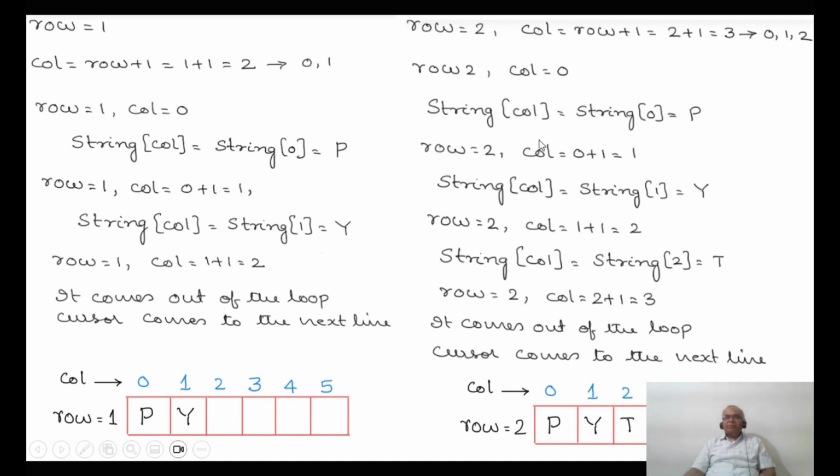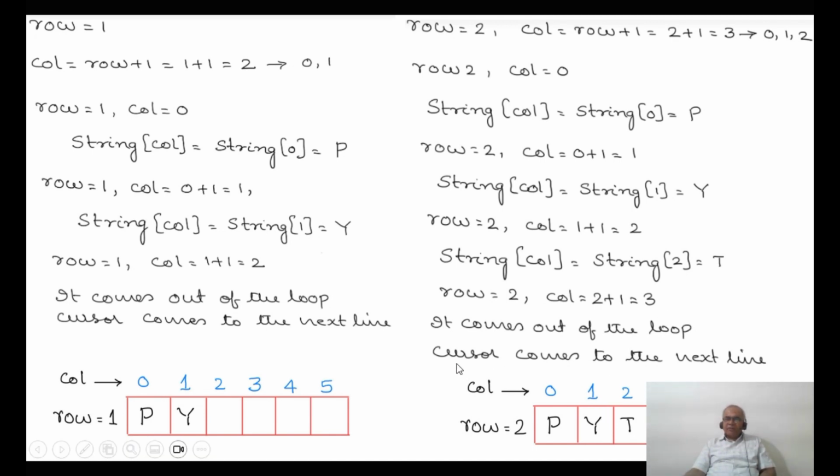Since you have to stay on the same line, column is incremented by 1. Row will be the same because row is in the outer loop and column is in the inner loop. So column will be 0 plus 1, equal to 1. String of that column is string 1. Then again column is incremented by 1, it becomes 2, and string of that column is T, so it prints T. Row is 2 and column is 2 plus 1, it becomes 3. 3 is within 3? No, it comes out of the column loop.